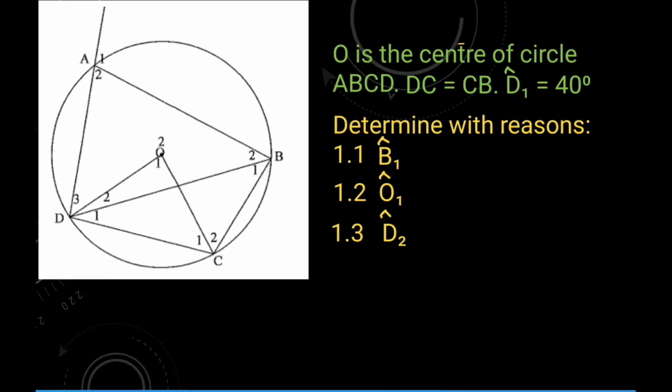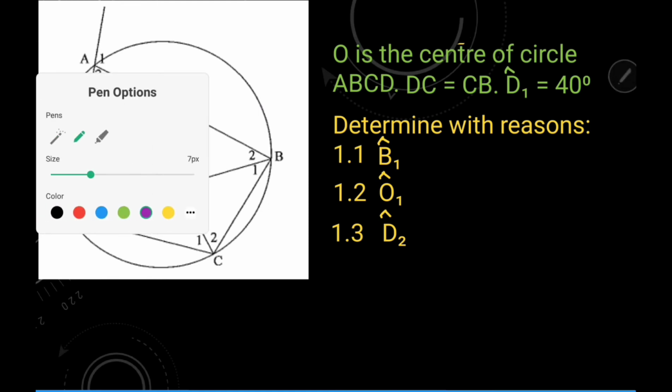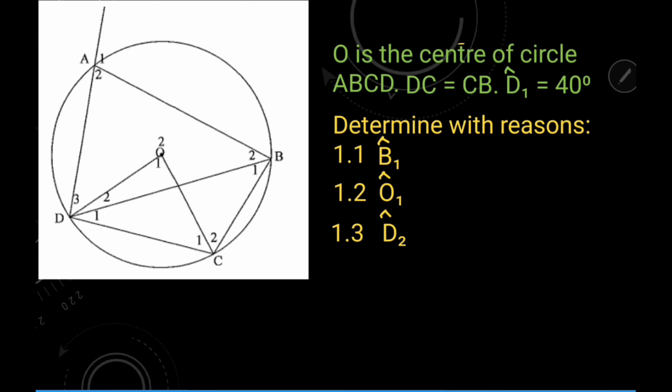Okay, shall we begin? So normally the approach I adopt when dealing with this kind of problems is to quickly put the information on the diagram as I get it. So there is O, the center of circle ABCD. They're telling me DC is equal to CB. So I can already see that this triangle here is going to be isosceles.